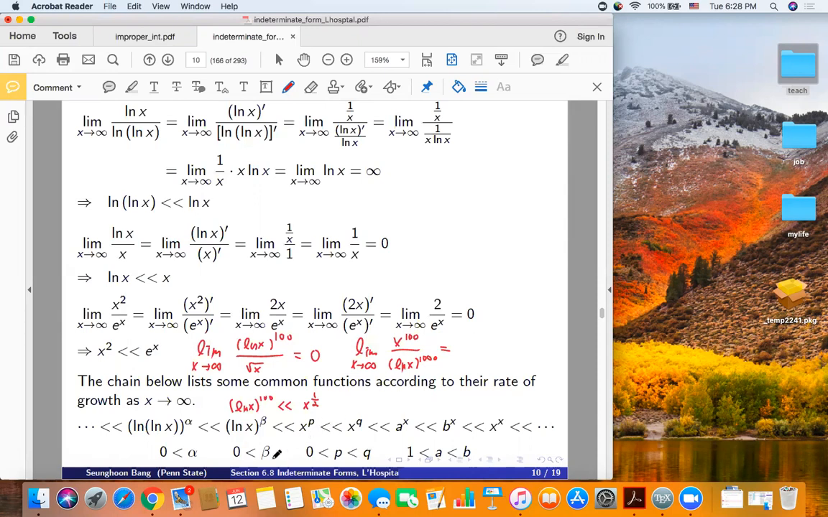So here, x to the 100 is this one. Here, ln of x to the 1000 is here. So we have this inequality. x to the 100 is growing faster than ln of x to the 1000. The top one is growing faster than the bottom one. The answer is infinity. This is the whole idea of using the table.